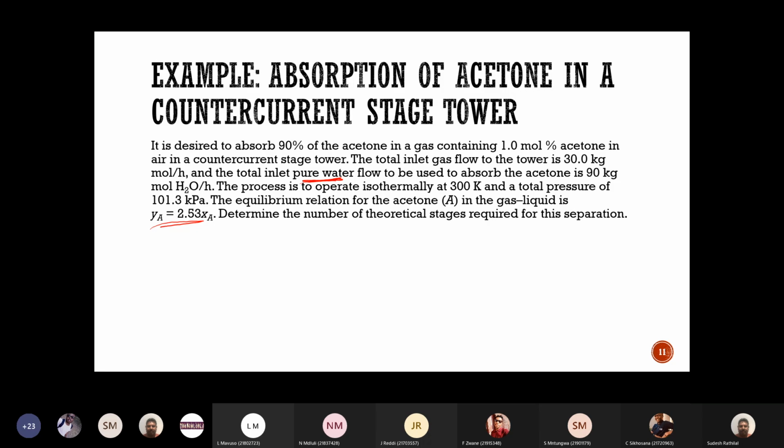Okay, how do we do this? If I want to determine the number of stages, I need at the end to plot a graph of y versus x. I need the equilibrium line. I need the operating line. And I must be able to step off between the operating line and the equilibrium line in order to get the number of stages.